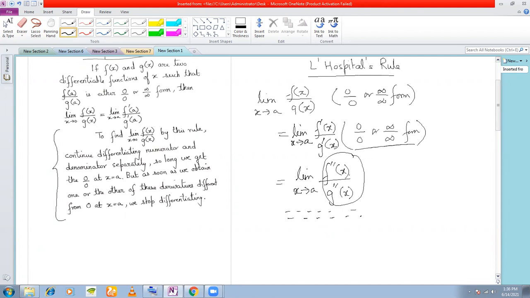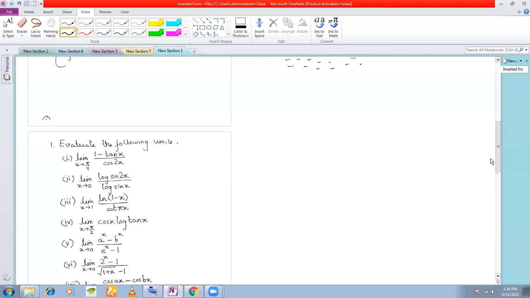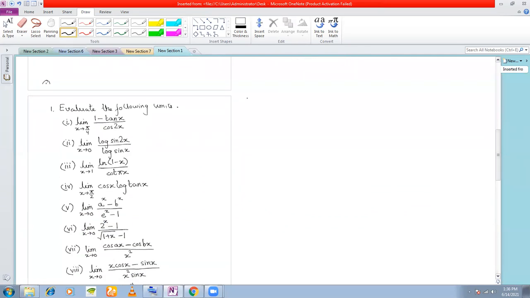Now, the actual statement of L'Hospital's rule is not there in the textbook, that is why you will just have to know the working rule. The working rule here is that you continue differentiating the function. Whatever function is given, f(x) by g(x), you continue differentiating until you get a determinate form. Look at this, for example.